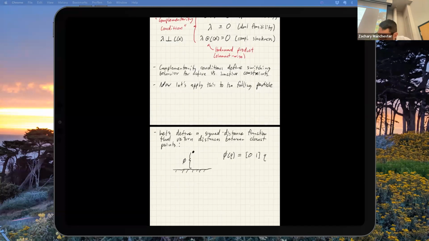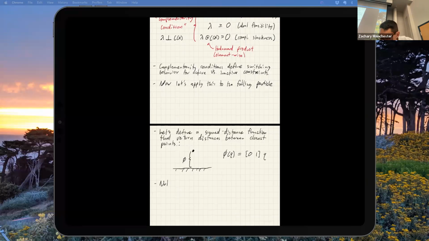Okay. And so to be super clear, phi equals 0 indicates contact, and phi negative indicates interpenetration, which is bad. We should never have that, right? Okay, cool.